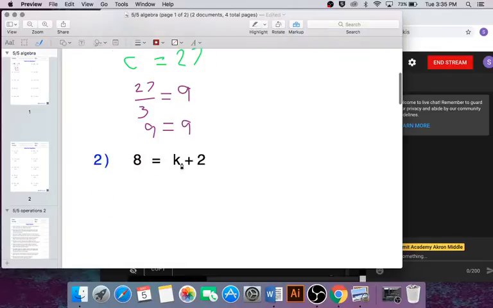So in number 2, first thing we have to do is identify our variable, which is k. And it is connected with a plus 2. So the opposite of plus 2 is minus 2. Remember, whatever we do to one side of the equation, we have to do to the other. So our plus 2 and minus 2 are going to cancel each other out, leaving us with just k. And 8 minus 2 is 6.